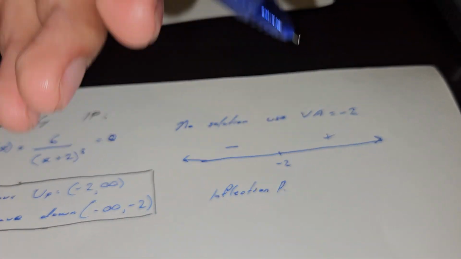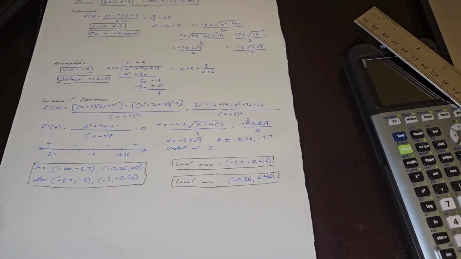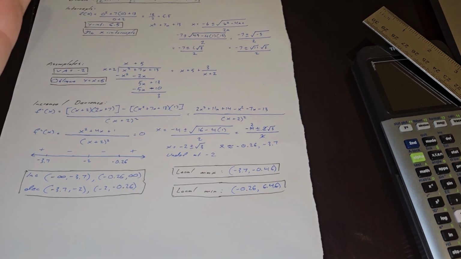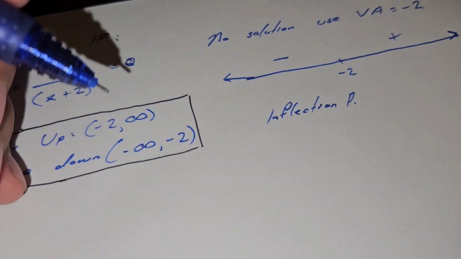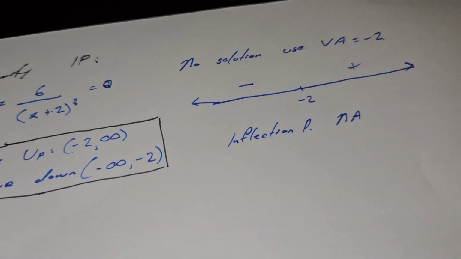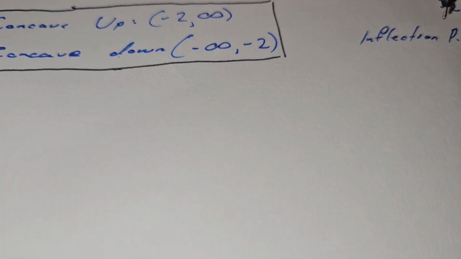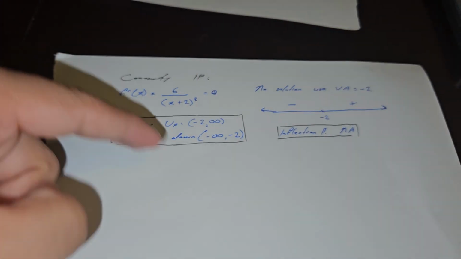Just plug this into the original function, but remember that -2 is where it's undefined. So if we plug -2 into the original function, you're going to get an undefined answer. So we don't have an inflection point. No inflection points, NA, not available. We have none of them. Inflection points are basically where the function changes concavity, where it changes from up to down and so on.